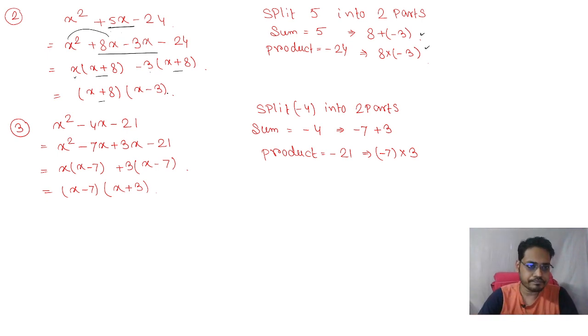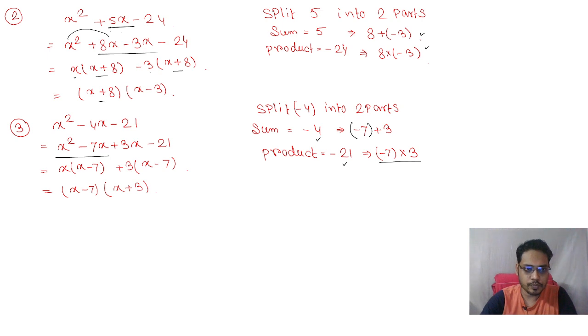Now the next example, x square minus 4x minus 21. You have to split 4 in that way. The sum will be minus 4 and the product will be minus 21. So we can take minus 7 and 3. Minus 7 plus 3 is minus 4, and minus 7 into 3 is minus 21. So now instead of minus 4x, we can write minus 7x plus 3x. So write x square minus 7x plus 3x minus 21.